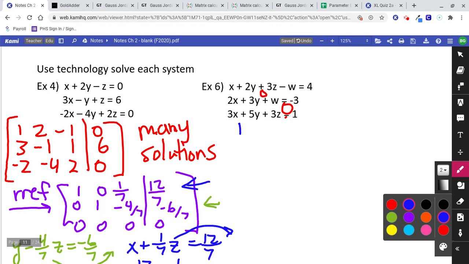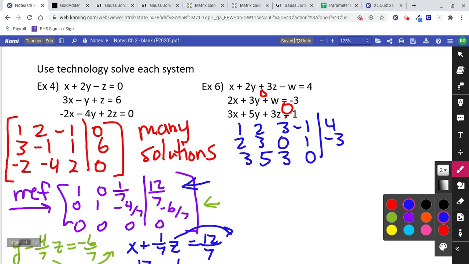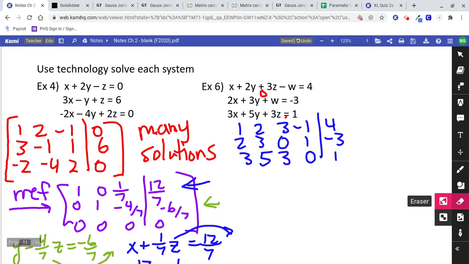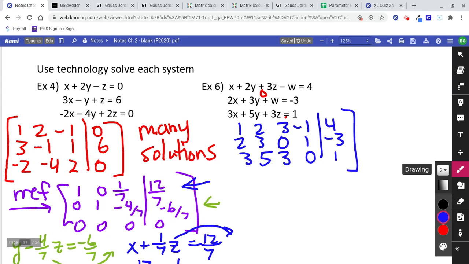Augmented. So 1x, 2y, 3z, negative 1w equals 4. 2x, 3y, 0z, and 1w equals negative 3. 3x, 5y, 3z, 0w equals 1. Is that a 1? Yeah. So there's my augmented. I want to do an RREF, a reduced row echelon form.